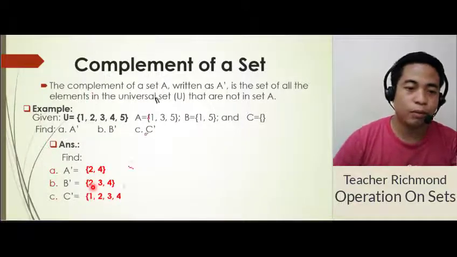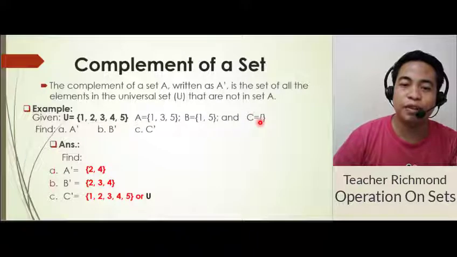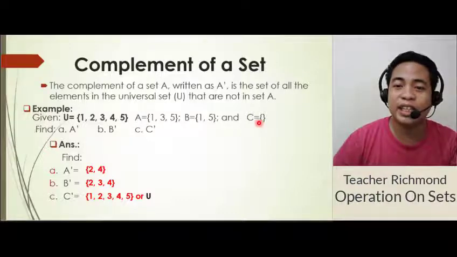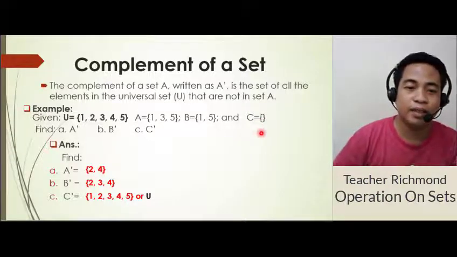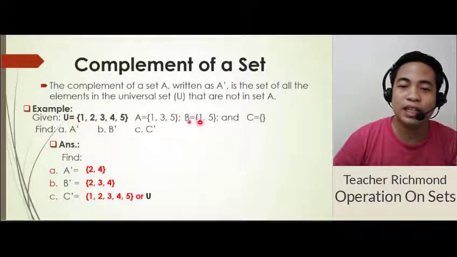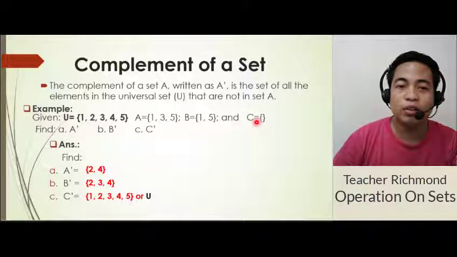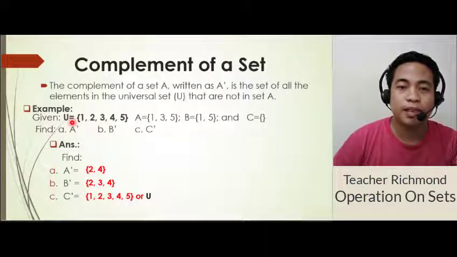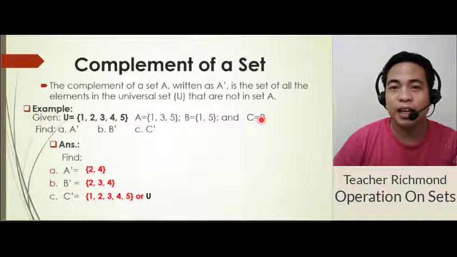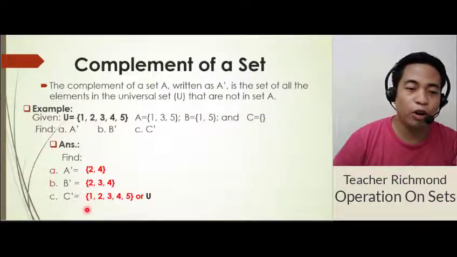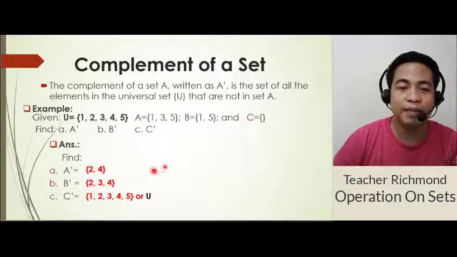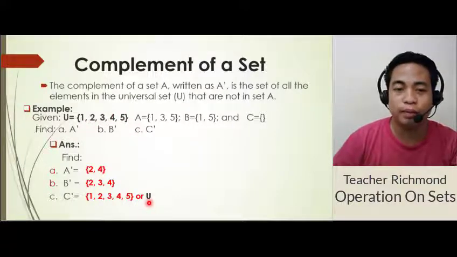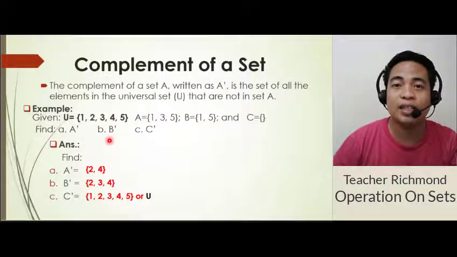Next, complement of set C. In set C, how many elements do we have? No, we don't have any, because set C is an empty set or a null set. Look at this one. If you compare the universal set and set C, you will see that all elements in the universal set are not in set C. Therefore, the complement of set C is all the elements in the universal set, or you will simply write U, denoted as the universal set.